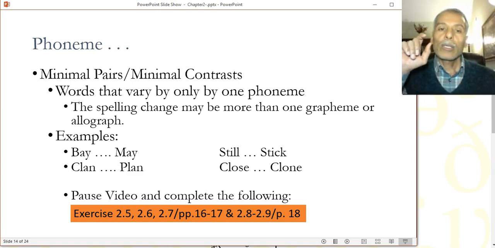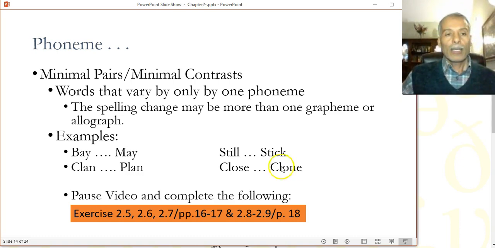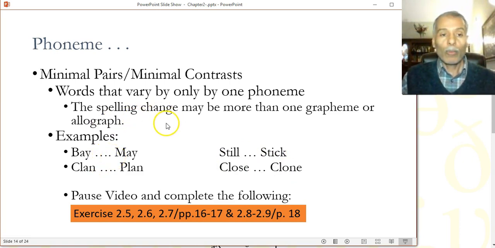There are words that are called minimal pairs, or minimally contrastive word pairs, or minimal contrasts. What this means is there are two words that are similar in all their phonemes except one phoneme, whether at the end, at the beginning, or in the middle, just a single phoneme that they differ in. And these are called minimal pairs. So, examples, regardless of the spelling, don't worry about the spelling.